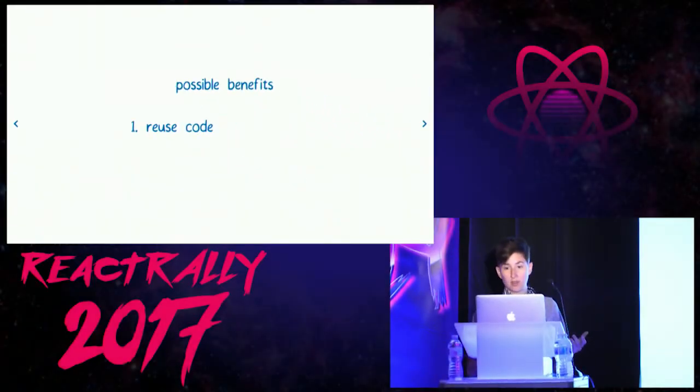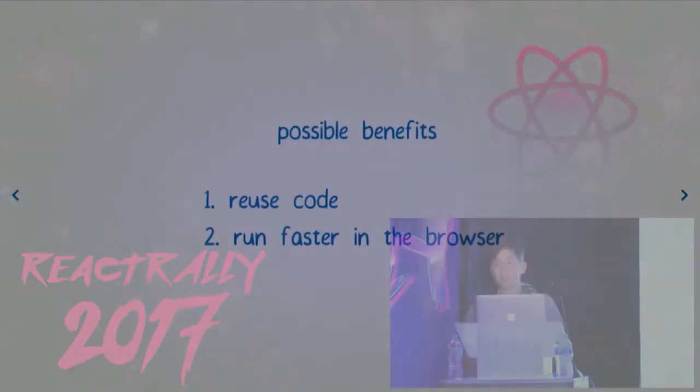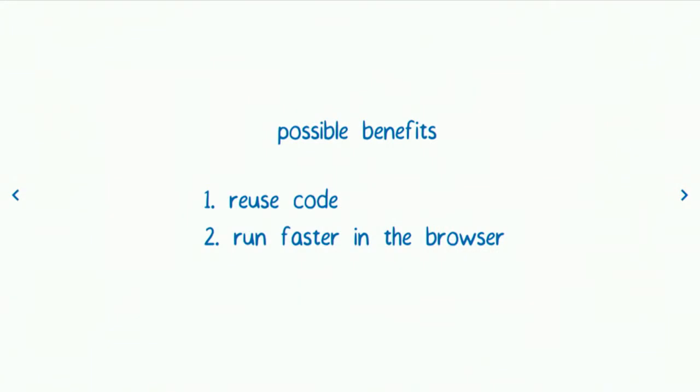This presents a couple of possible benefits for React. So one is code reuse. You could rewrite React's reconciler in a language like C, and then you could reuse it in projects like React Native, where it could be compiled down directly to native code and possibly run faster on the native platform. Another possible benefit is that it could make React applications run faster in the browser, because WebAssembly can, under certain circumstances, run faster than JavaScript. So those are the potential benefits.